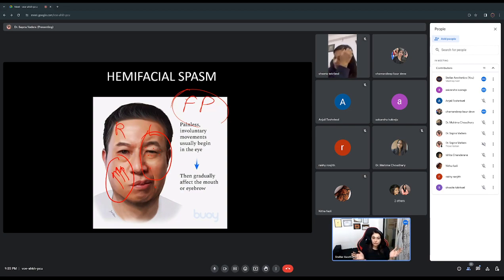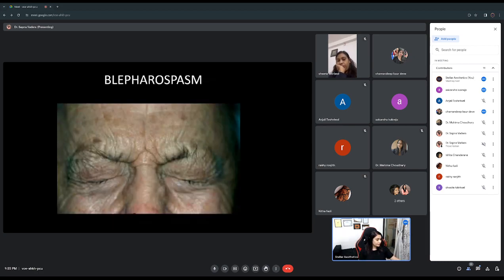Okay, so these are a little complicated cases. Once you learn all about Botox, fillers and threads, you will be able to manage such cases better. But first you need to identify them, okay? The point here is to understand the identification.